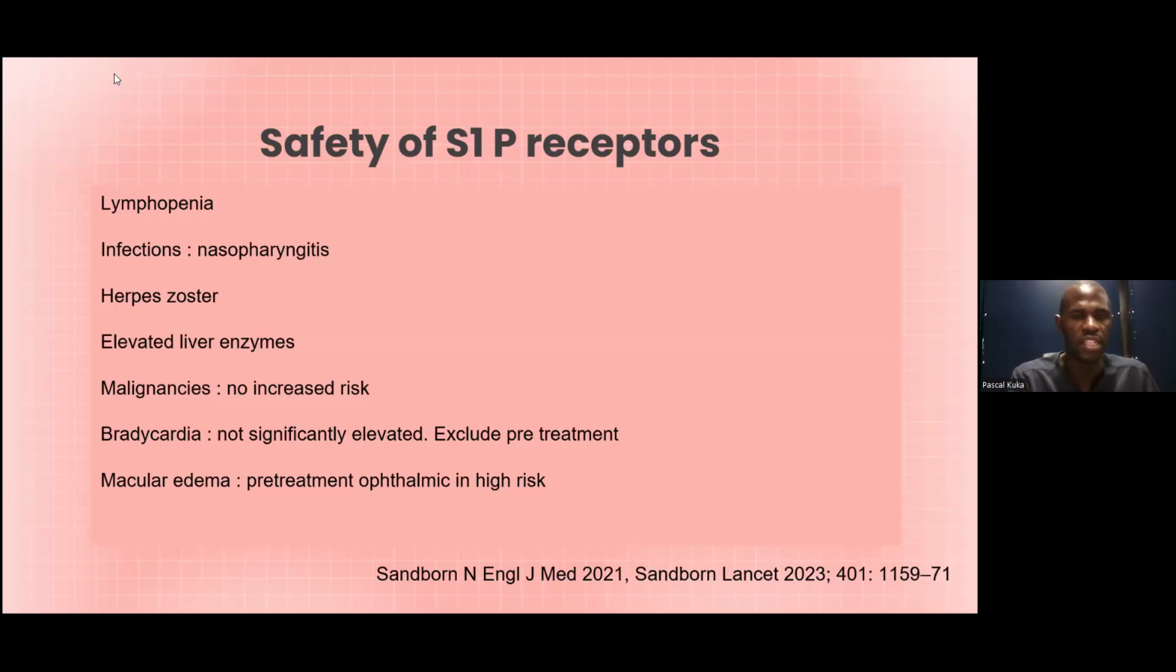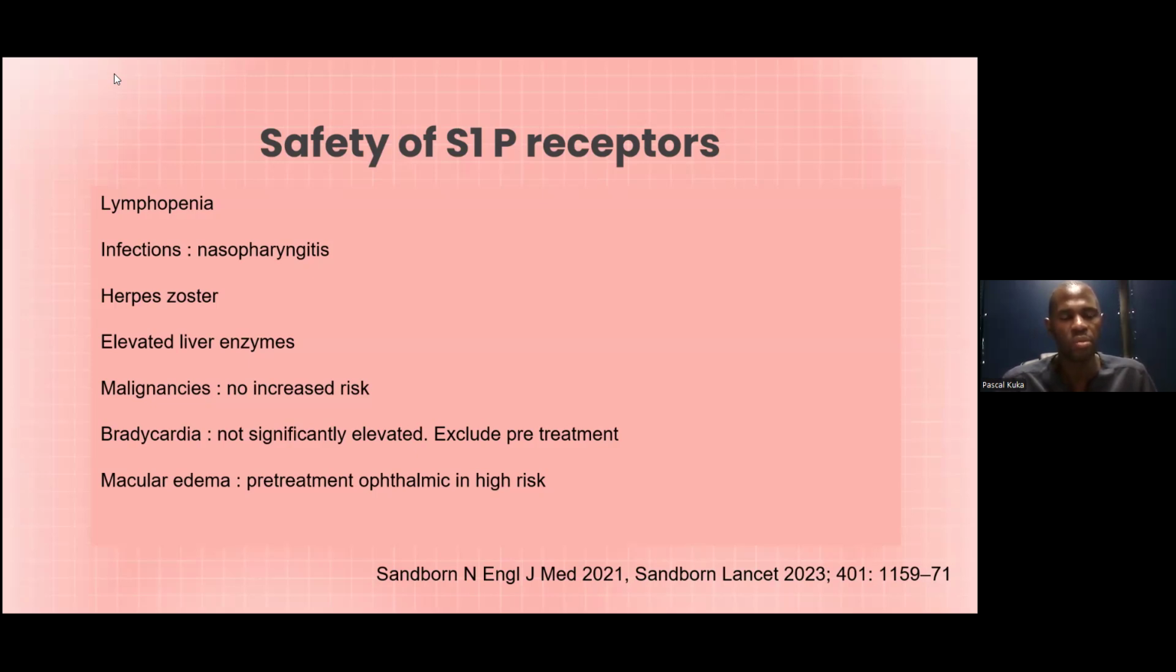So what about the safety of S1P receptor drugs? One, there is peripheral lymphopenia just because of the mechanism of action, inhibiting the egress of lymphocytes from the lymph nodes into the systemic circulation. There is an increased risk of infections, being nasopharyngitis, and the same risk of herpes zoster as with the JAK inhibitors, and there could be a transient increase in the liver enzymes. But so far, we've not found any increased risk of malignancies.